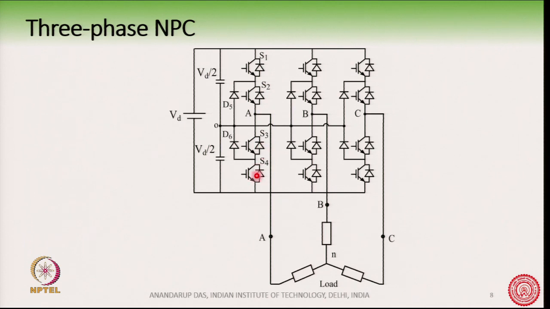There are 4 transistors with antiparallel diodes along with 2 clamping diodes D5, D6, and similarly in the B phase you also have clamping diodes, and the C phase also has the clamping diodes. Okay. So, we will now see the detailed operation of this converter.